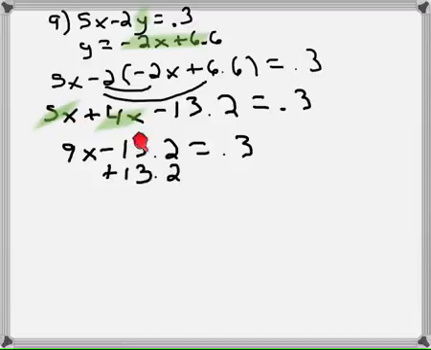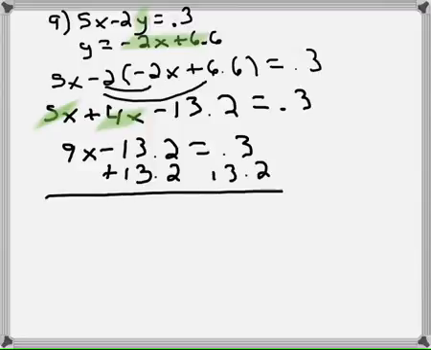So the opposite of subtracting 13.2 is to add. So I'm going to add 13.2 to both sides. Over here I bring down my 9x. And negative 13.2 plus positive 13.2 is nothing. Bring down the equal sign. 0.3 plus 13.2, 13.5.